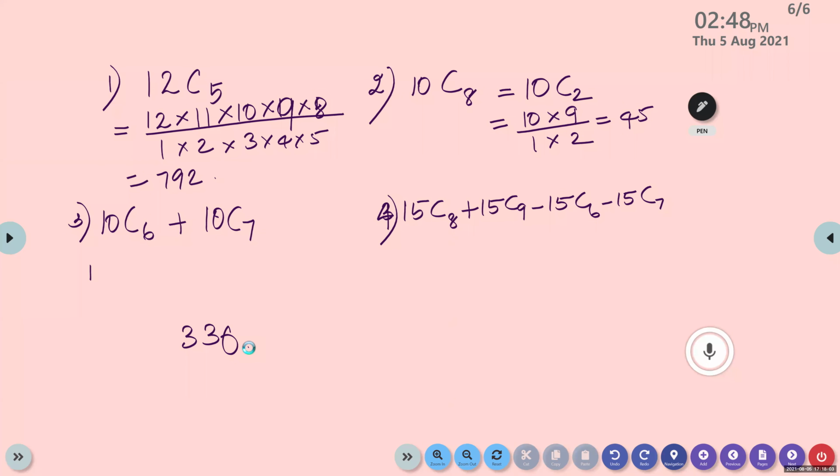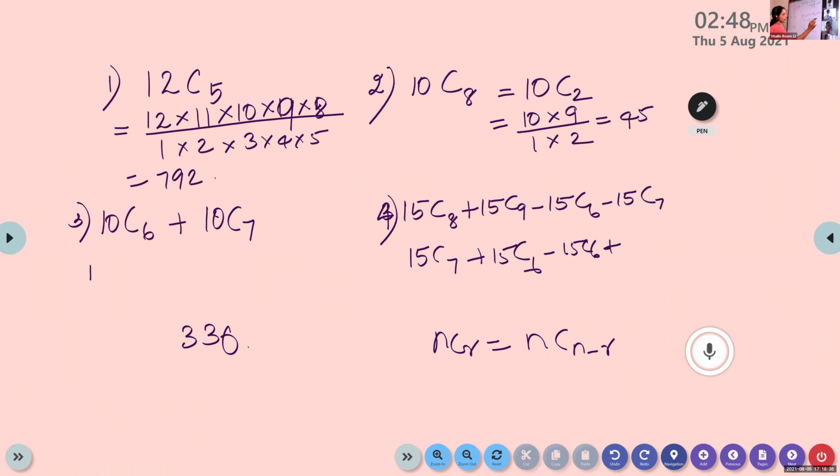What about the next one? John Philip. Ma'am, for 15C8 and 15C9 we take nCr equal to nC(n minus r). Using that property, very good. 15C8, we can write this as 15C7. This one will become 15C6. The same quantity you have here, isn't it? So no need to expand. Without expanding, these will get cancelled. The answer will be 0. Is it like this, John?